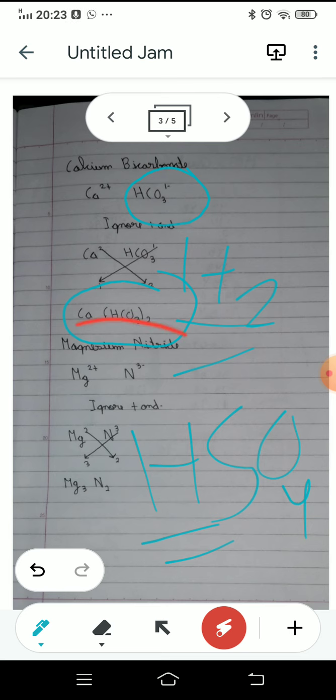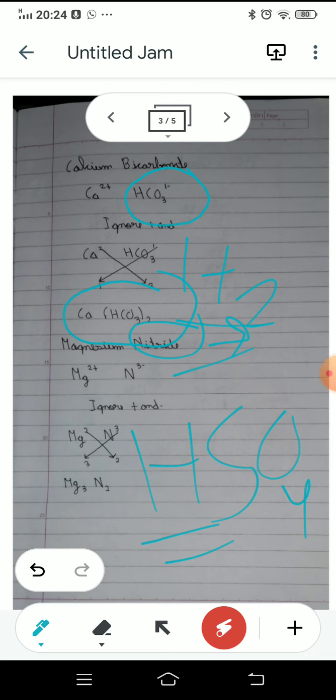Now see, friends, magnesium nitride. Magnesium has the symbol Mg, and nitride is N. Friends, never get confused between nitride and nitrogen. Both have the same symbol. Similarly, students get confused between bromine and bromide, chlorine and chloride. The symbols and the valency always remain the same, just the name changes. Now see, magnesium is 2 plus, nitride is N3 minus. Ignore plus and minus signs, interchange the valency. So over here you can see that the formula is Mg3N2.